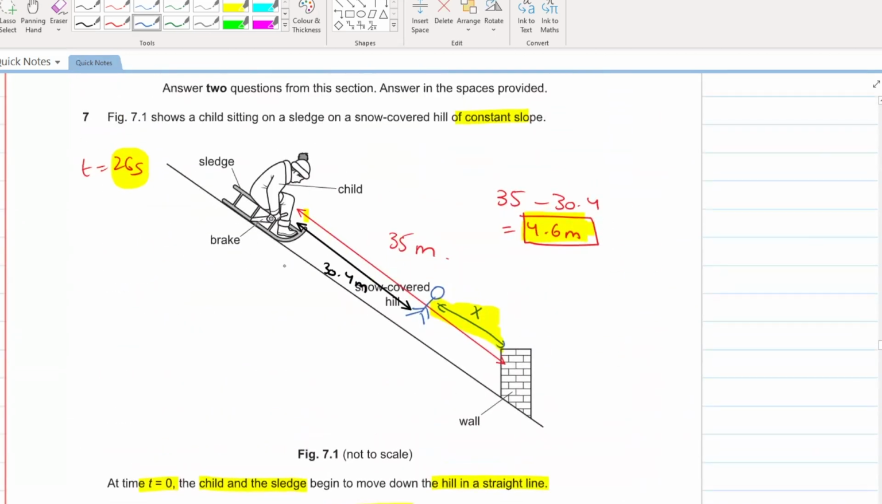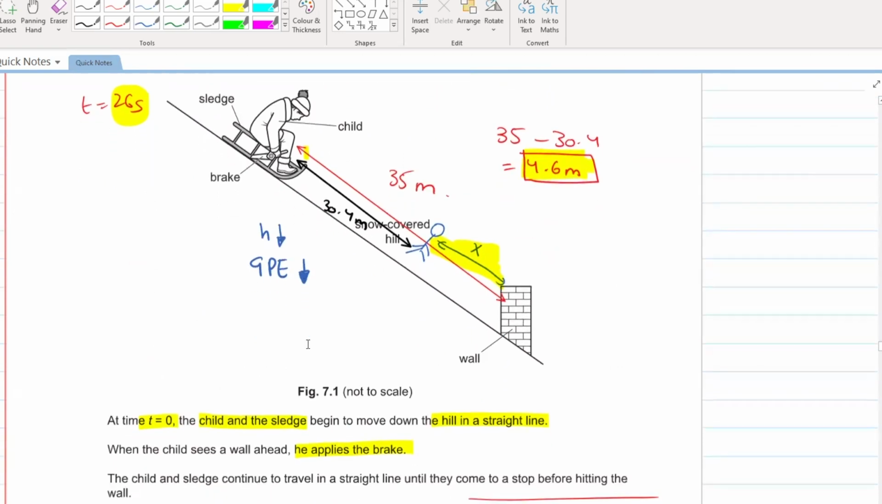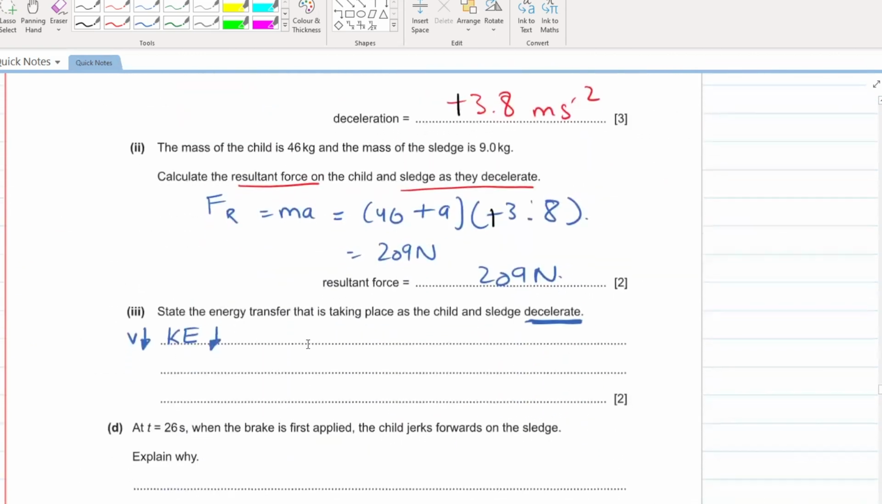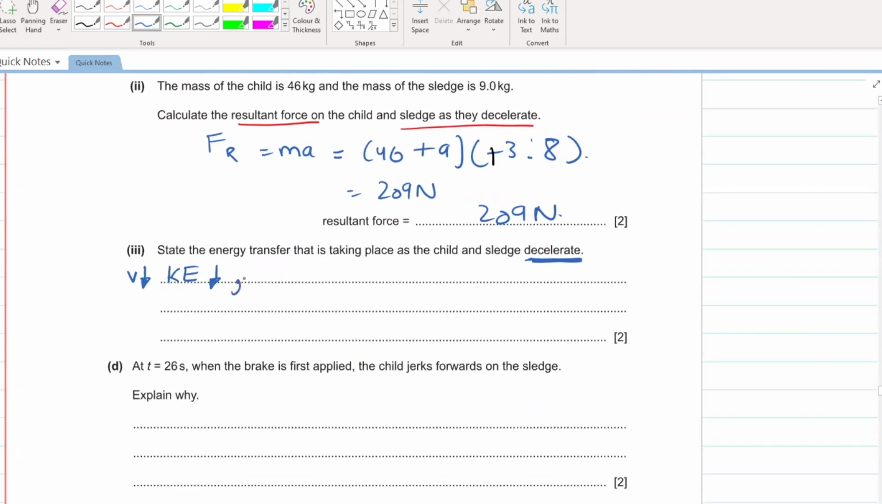Can you realize that the height of the sledge and the child is decreasing? That means gravitational potential energy will also decrease. Simple. So both of these energies will decrease. Kinetic energy will decrease and gravitational potential energy will decrease. Both of these energies will get converted into what?